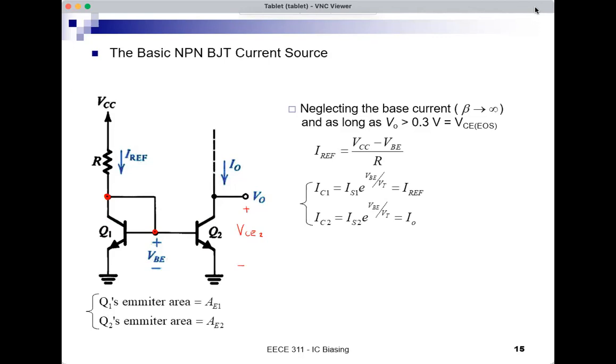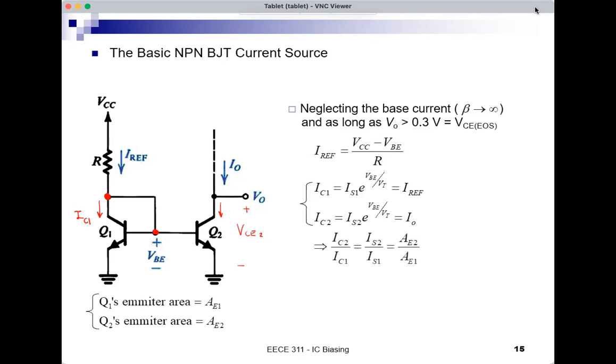IC1 is also flowing in the resistor. So if there is no base current, this is IC1, and it will be the same as IREF. And IC2 is here. So IC1 is IREF and IC2 is IO. IREF is the current in R, and this is VCC minus the voltage at the collector of Q1, but this voltage is equal to VBE. So IREF is VCC minus VBE over R.